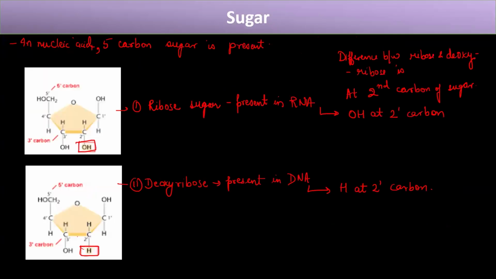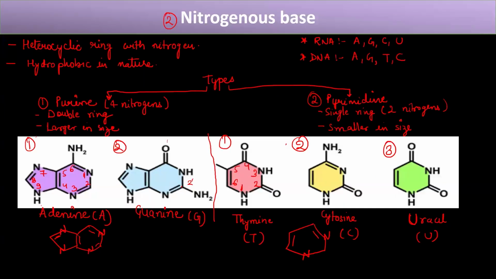Okay. So this is what we studied. We studied about sugar. We studied about the nitrogenous base. Now, before studying the structure of nucleoside, let's study the phosphate group. Because what we said is that in our nucleic acid, we have 3 components. The first one is the sugar, the second is nitrogenous base, and the third is phosphate. So what is the phosphate group?